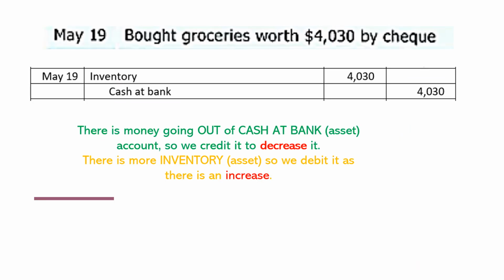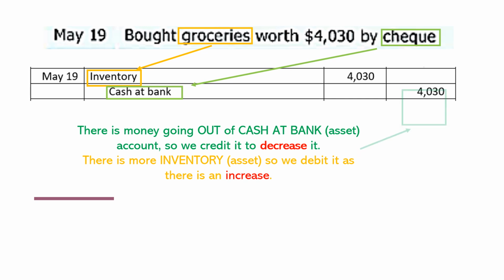Next transaction, 19th of May, bought groceries worth $4,030 by check. So what are the two keywords? Groceries and check. So again, the more obvious one will be your check, which is your cash at bank, and groceries, because this is a grocery distributor, it will be your inventory.